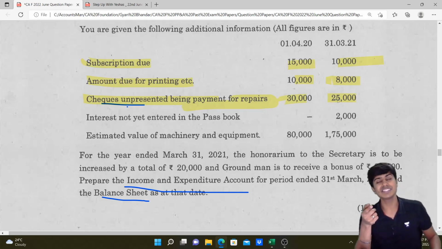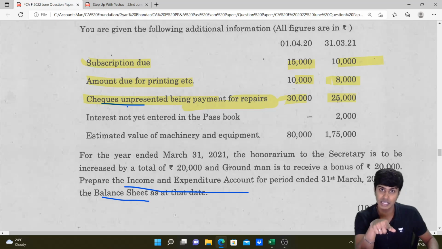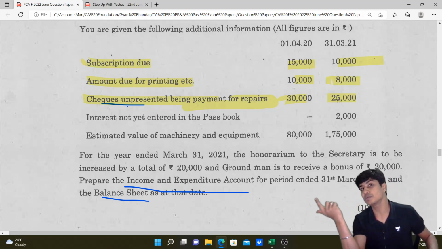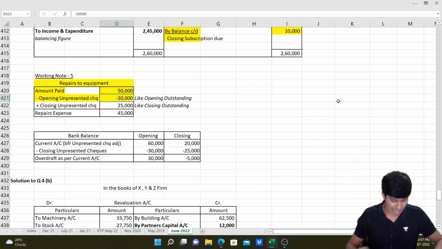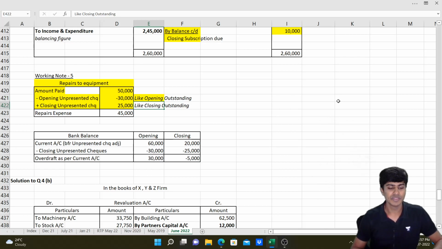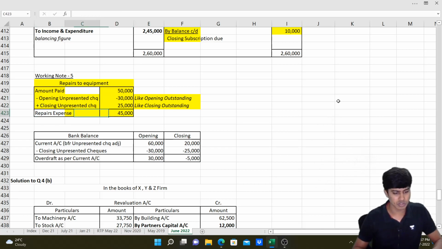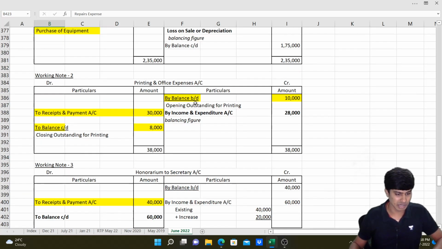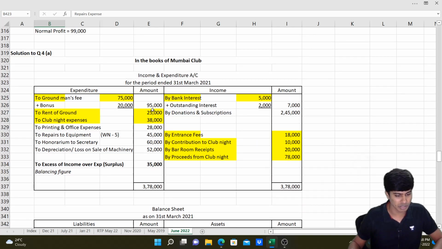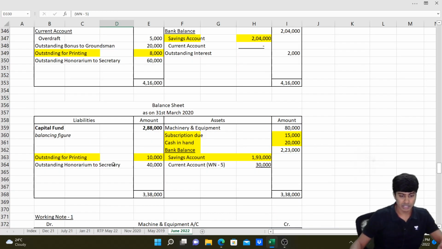However, 25,000 is closing, means I have issued the checks this year. It is payment in the current year. The checks will be presented in the next year by him. It will get deducted next year. So I will add 25,000. I will deduct 30,000. This is like our opening outstanding and closing outstanding adjustment. You get that? Then our closing repair expense will come down to 45,000. So let me write in my income and expenditure, repairs expenditure will become 45,000. See, this will become 45. Got it?